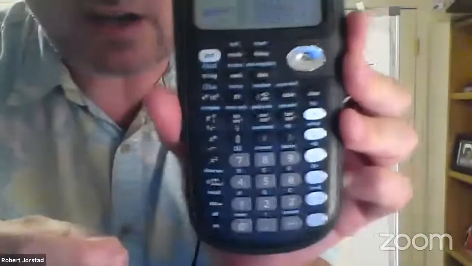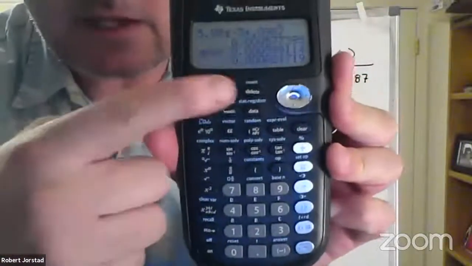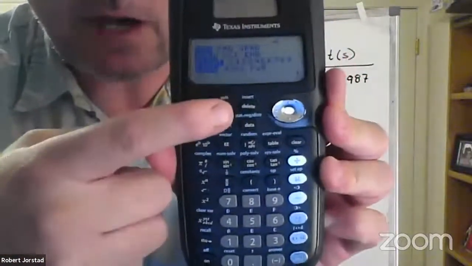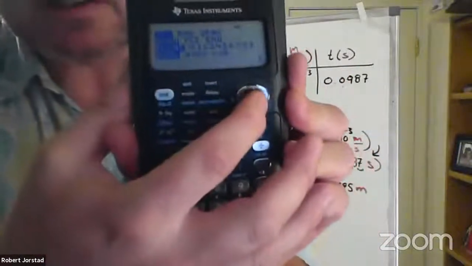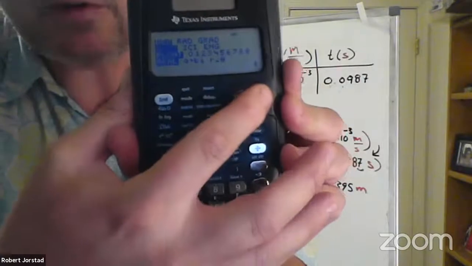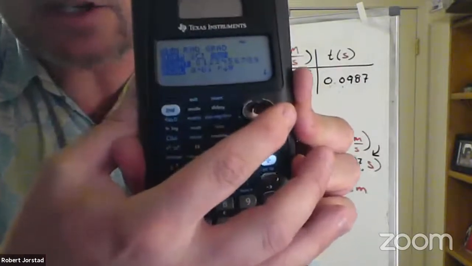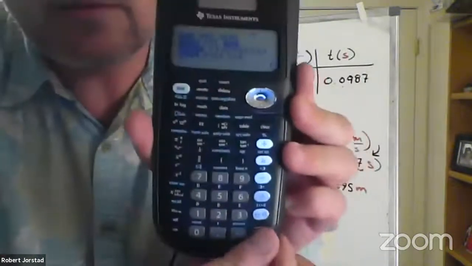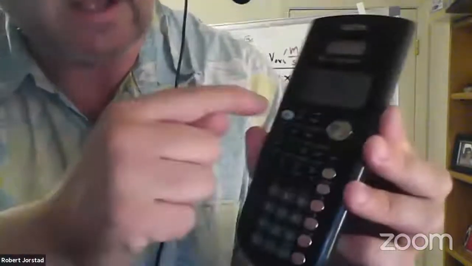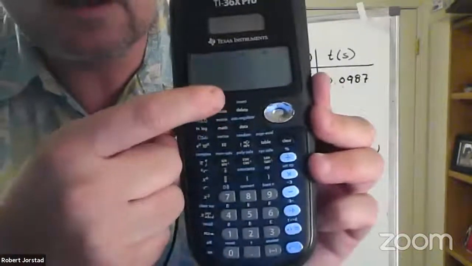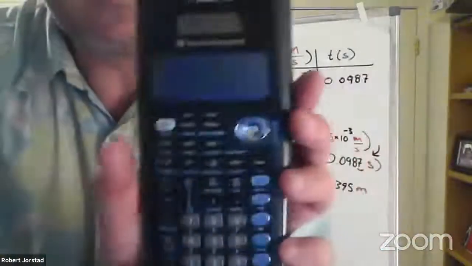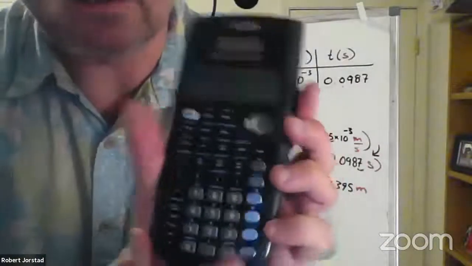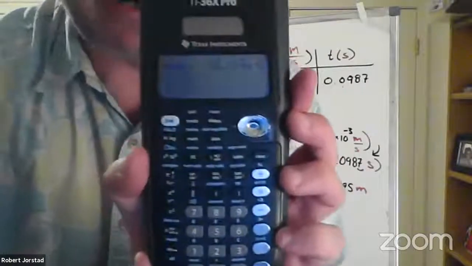So you can go, sorry, I'll hold still for a sec. If you hit the mode button right here, mode, you can go down. Sorry, it's hard for me to do this on Zoom. Wrong way. I could go over here to engineering mode and hit enter. And then I can quit. And then I could just hit answer, and enter. And it gives it to me in engineering mode.